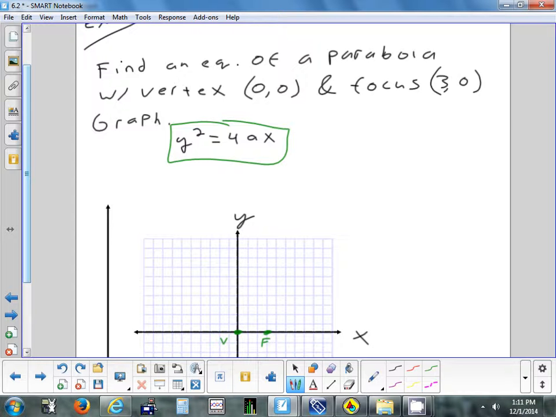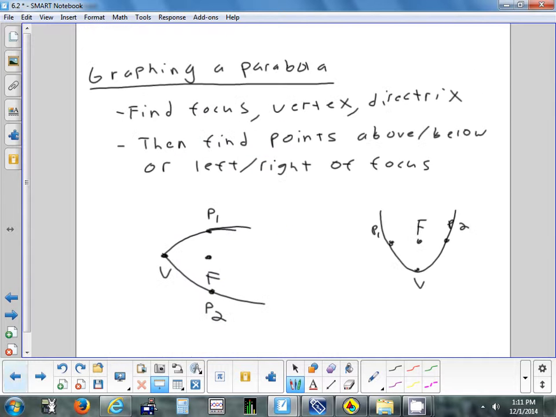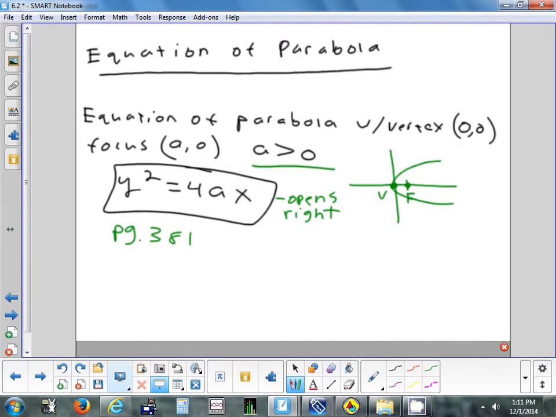Okay, so now we got that. The only thing we need to find is A. Okay, we got to figure out A. All right, so if we go back and look at our equation. It says right here, if you know the coordinates of the focus, A is the first number. Okay, so let's go back, see if we have the coordinates of focus, whatever the first number is, that's our A.